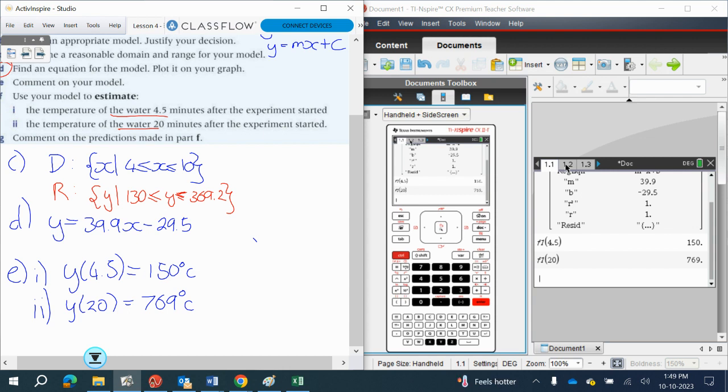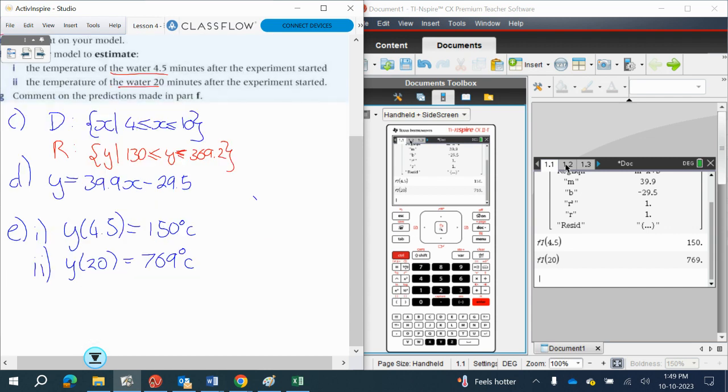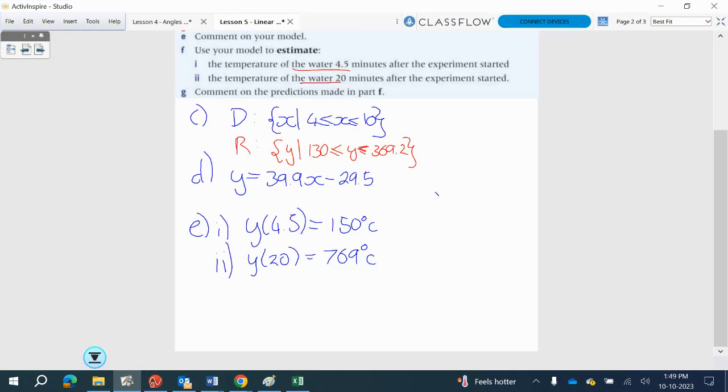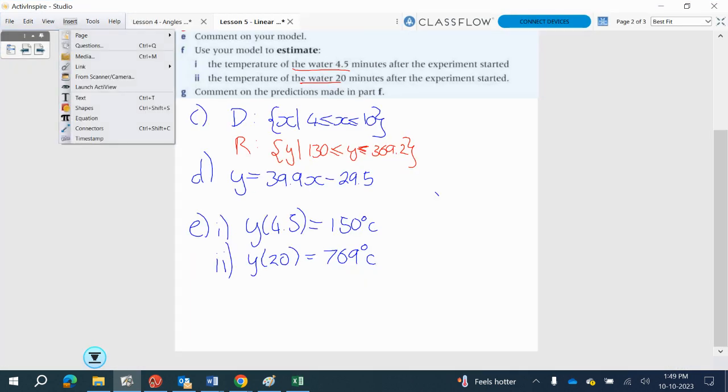So for G, comment on your predictions. You can see clearly why it's so dangerous to extrapolate the data. We need to learn this word. Have you come across the words extrapolate and interpolate? Yes, sir, a very long time ago. Just to remind those of you.